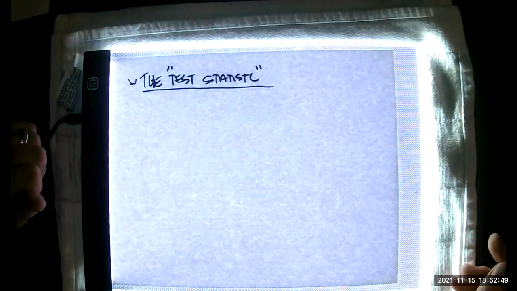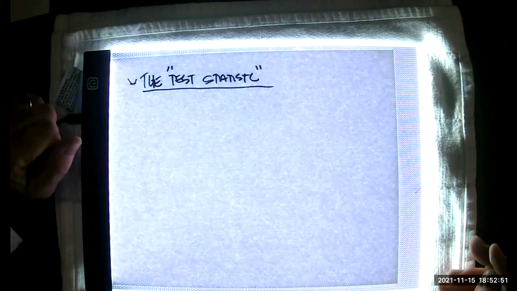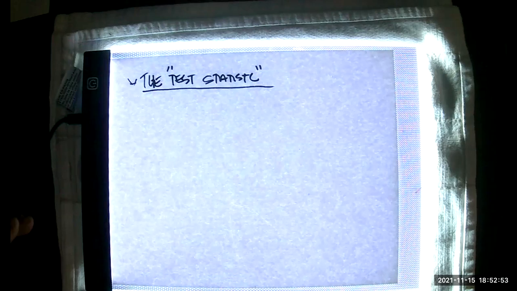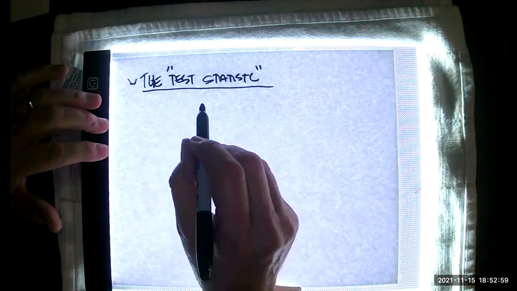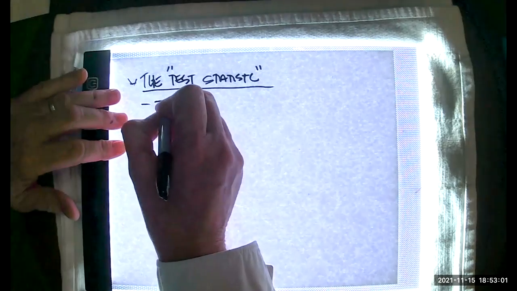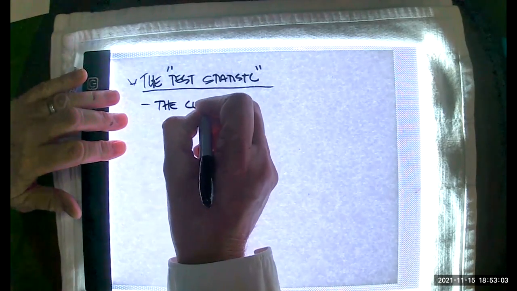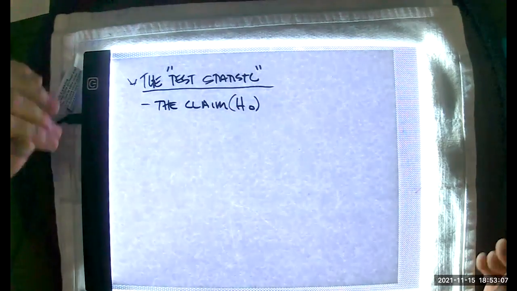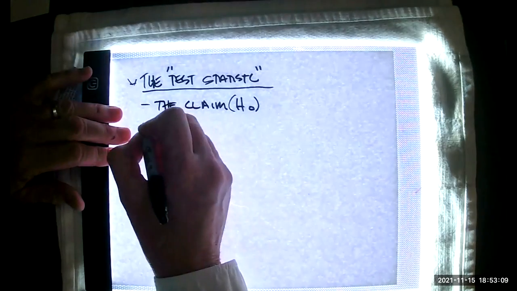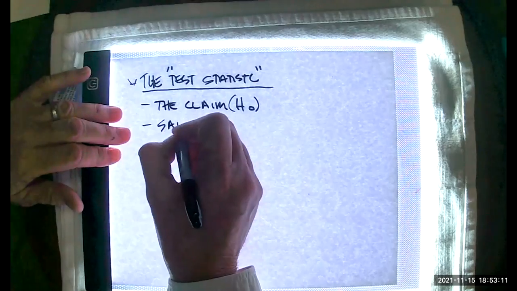There's two of them in question. One that's used for claims with proportions, and one that's used for claims with mean. So the test statistic. Now to find this, you need a couple of things. You need the claim. Specifically, you want the null hypothesis, and you need the sample data.